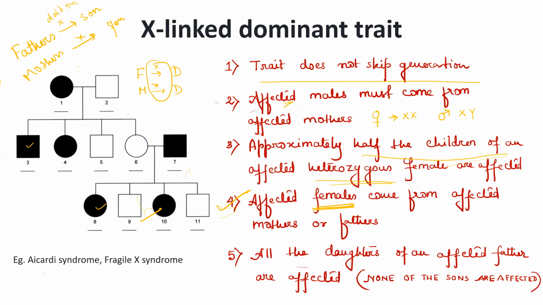right? Now, last one, all the daughters of an affected father are affected. Remember this. None of the sons are affected. This is a very important line. None of the sons are affected. All the daughters of an affected father are affected. Why, see? Why is it like this?